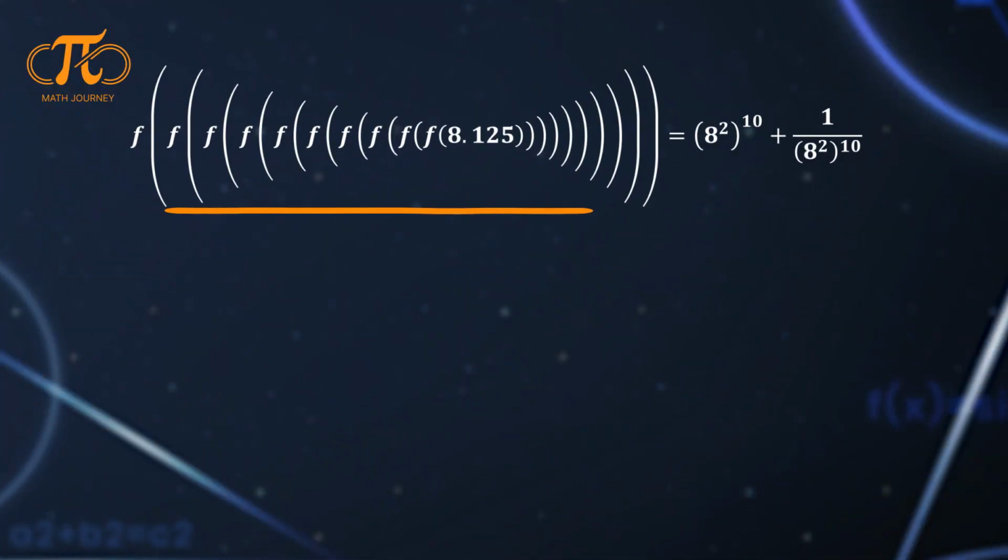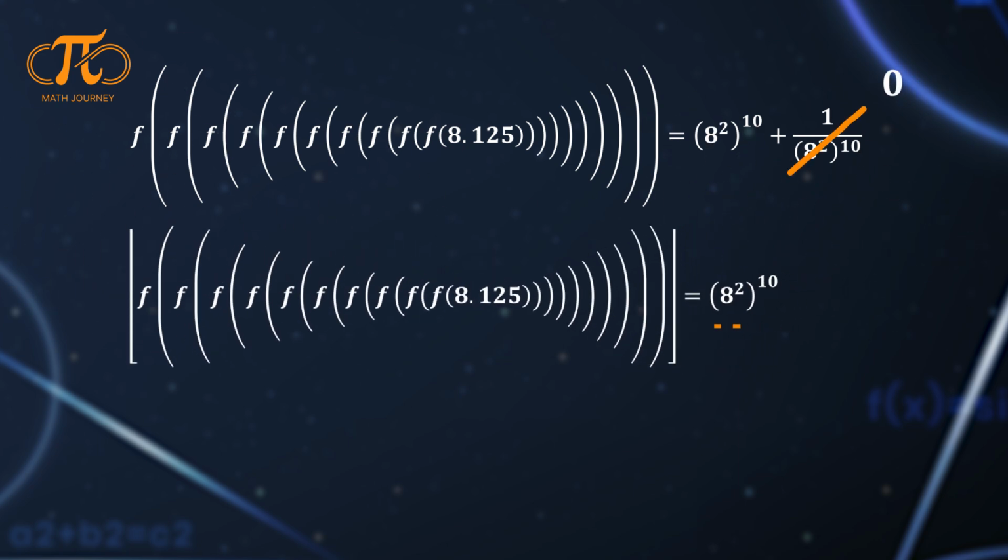Now, let's see what happens after 10 iterations. After the 10th application, the result is 8 raised to the power of 2 raised to the power of 10, plus 1 divided by 8 raised to the power of 2 raised to the power of 10. The floor function simplifies this. Since the fractional part, the term 1 divided by 8 raised to a very large power, is extremely small, the floor of the result is simply 8 raised to the power of 2 raised to the power of 10.